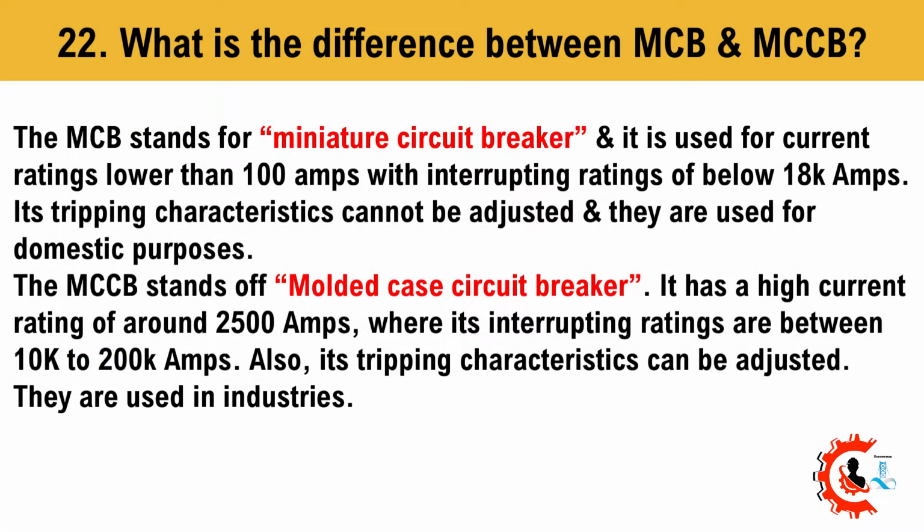22. What is the difference between miniature circuit breaker and molded case circuit breaker? The MCB stands for miniature circuit breaker, and it is used for current ratings lower than 100 amperes with interrupting ratings of below 18 kA. Its tripping characteristics cannot be adjusted and they are used for domestic purposes.